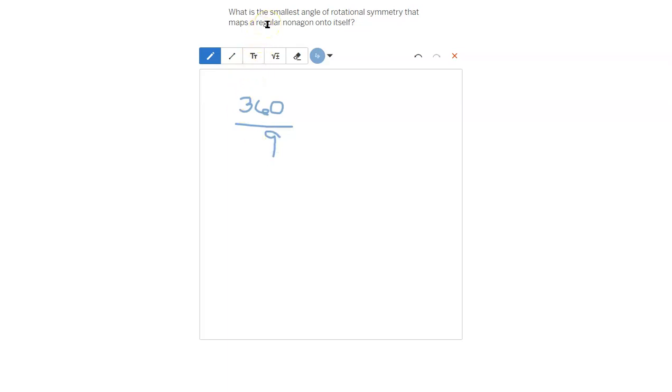Notice that it says the smallest angle. So as soon as you get that first rotation, you will see that that is the smallest rotation, or the smallest angle for rotational symmetry. We can keep going up from there. Each rotation will map it onto itself.